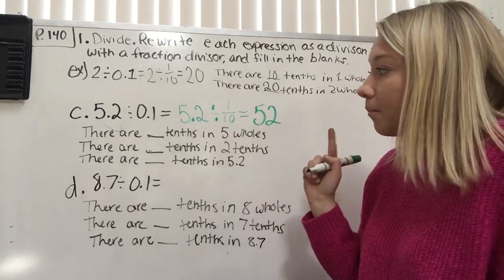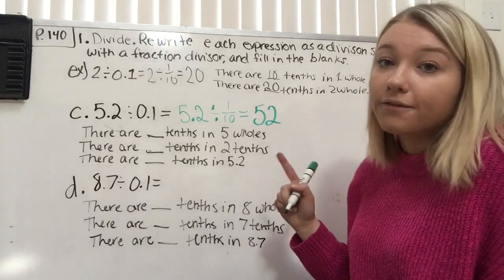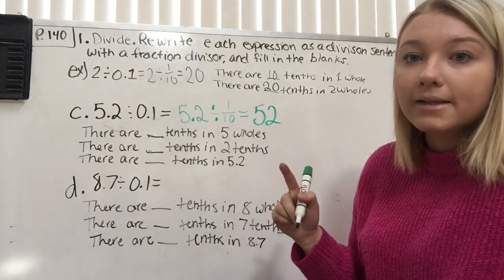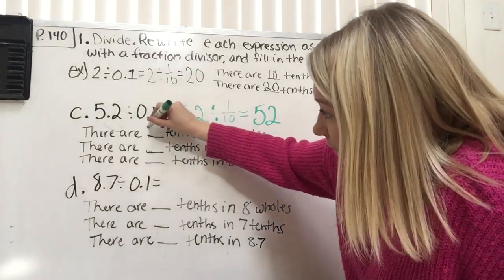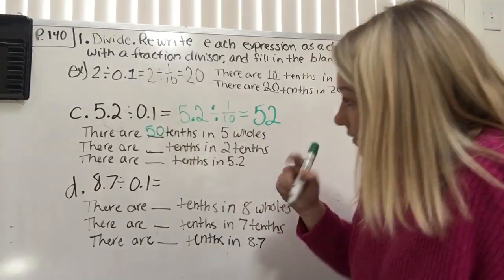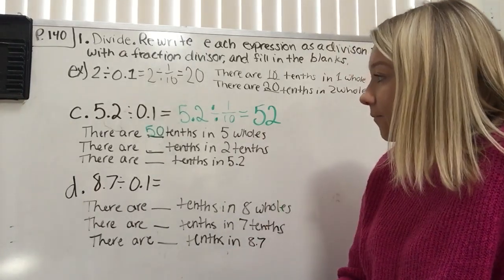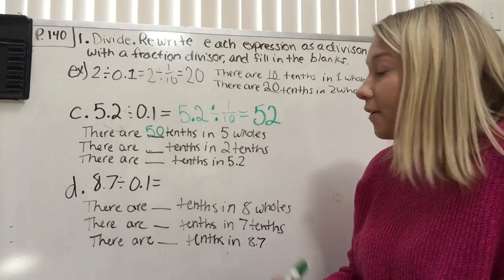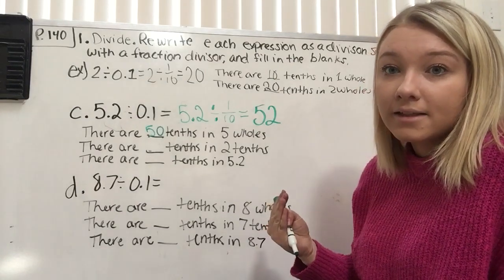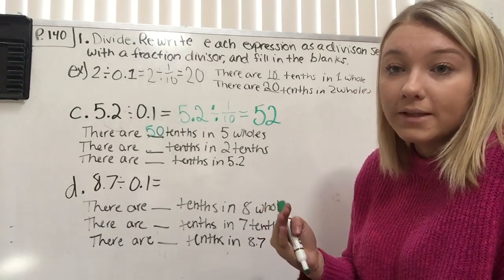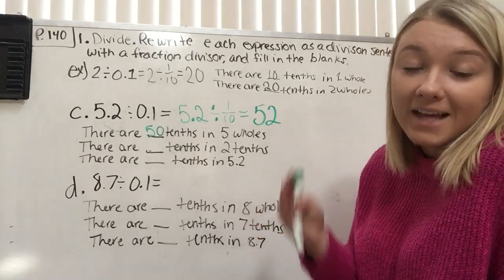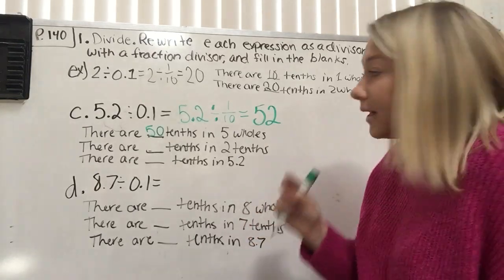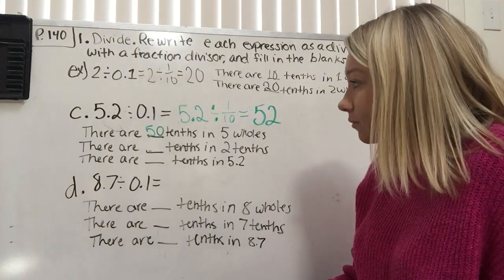So there are blank tenths in 5 wholes. Well, we did that in the last example. There are blank tenths in 5 wholes. There are 50 tenths in 5 wholes. Because if it was saying how many tens do we need to make 50, we would say we need 5. But this time we need tenths, so they're smaller, so we need 50, okay?